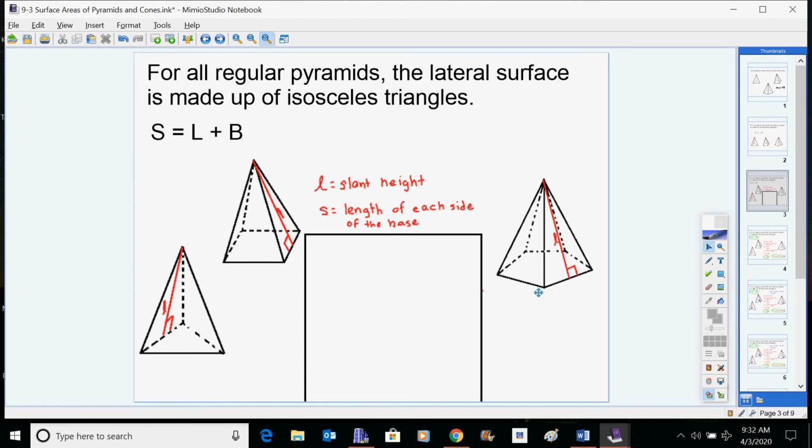S, we're going to say, is the length of each side of the base. Even though it can't really be drawn to scale here because you have to draw in 3 dimensions, I'm telling you each one of these sides has the same length. Each one of these sides has the same length, and we're going to call that S for a variable.